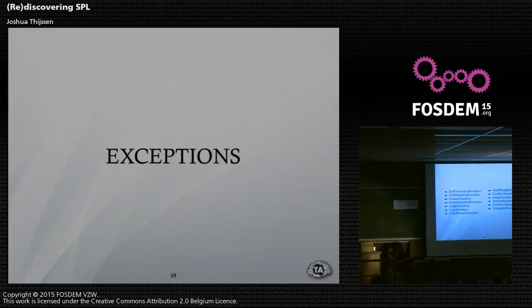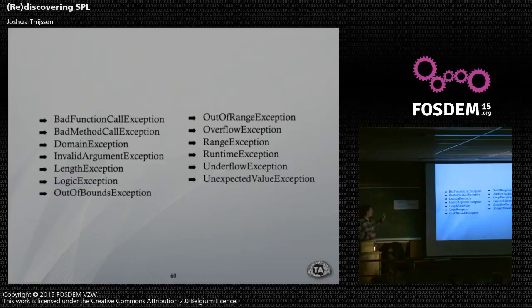And so there's all kinds of cool exceptions in the SPL. Things like bad function call, bad method call, domain exception. But there's absolutely no documentation on when to use what exception. To be honest, I tried to figure out what exactly each exception is. Pretty much nobody knows, or everybody gives a different answer. So it's a bit strange.